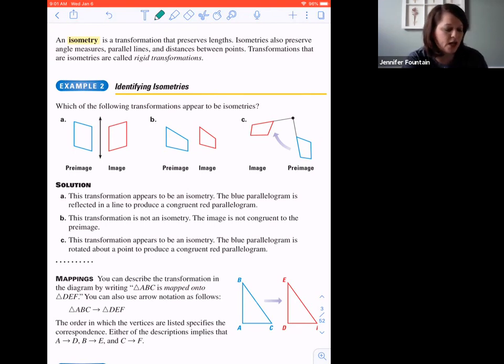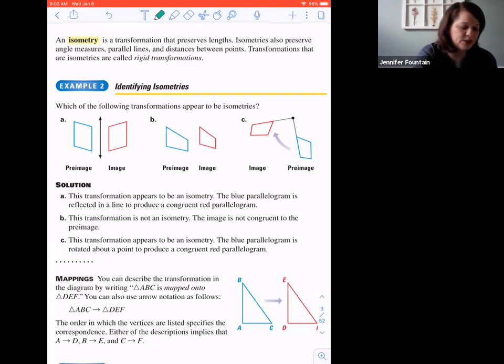And then transformations that are isometries are called rigid transformations. So if we look at this, the next couple of points, an isometry is a transformation that preserves lengths, angle measures, parallel lines, and distances between points. Transformations that are isometries are called rigid transformations. Rigid transformations is the next point. So we're going to look at that in example 2.